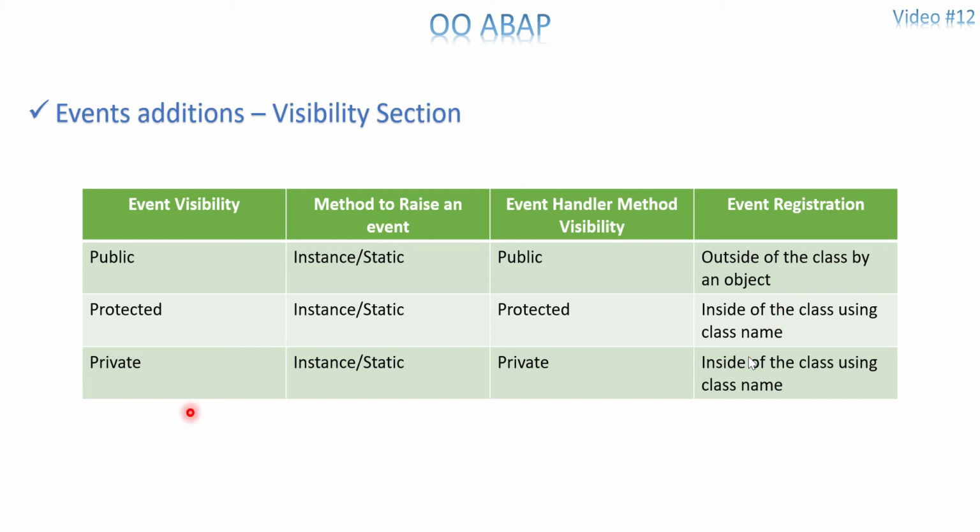Okay, and private is the same as protected. If you have a private event, then your event handler method for that private event should be private, and the set handler for that private event handler method should be inside of your class. So the registration for the private event handler method should be inside of your class only. Clear? So this is about event visibility and its event handler method visibility.